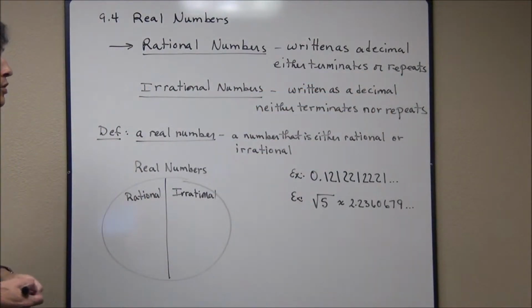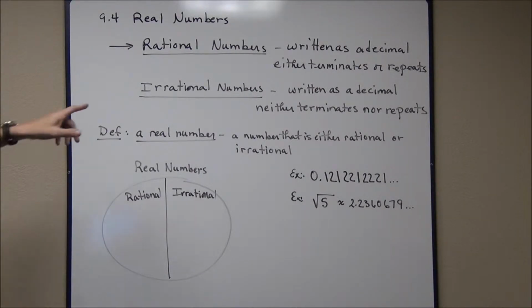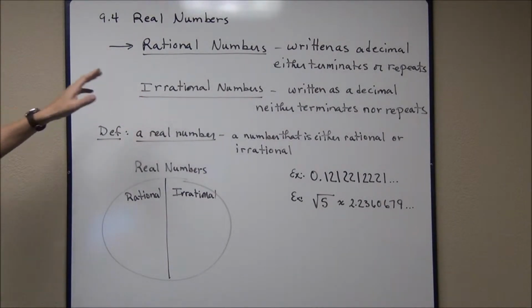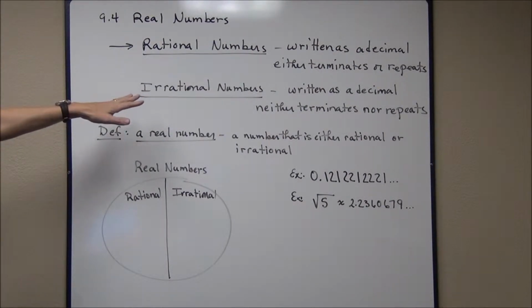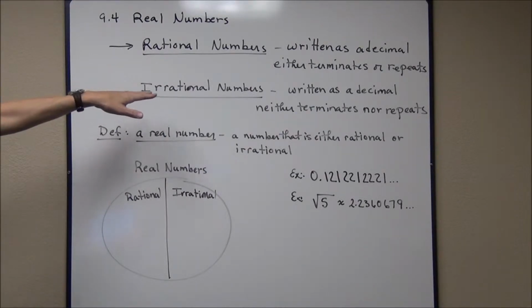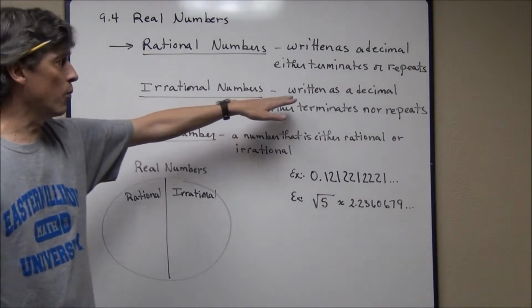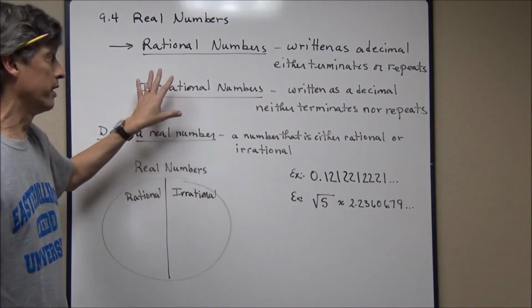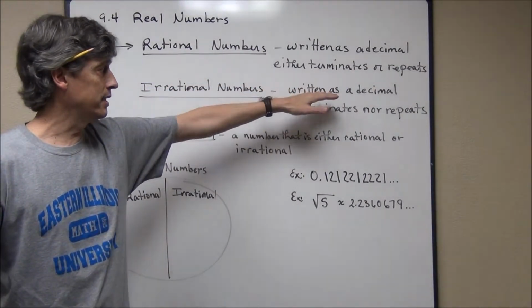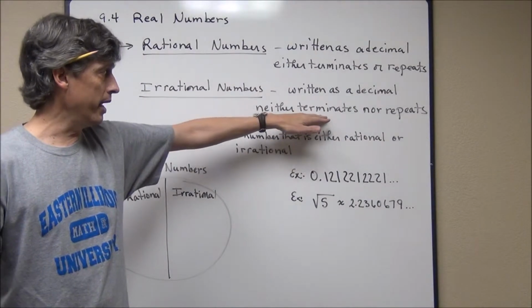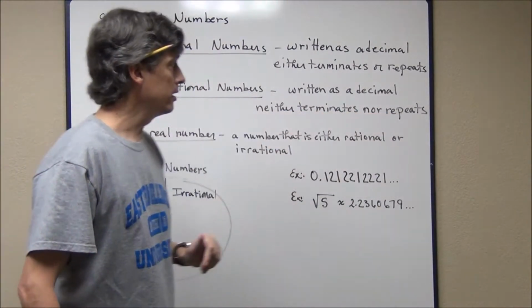like 0.2222222 and so on. Those are rational numbers. We now come across another whole set of numbers called irrational numbers. That's what we've been hitting with some of these square root numbers that we've been working with in this chapter. Irrational numbers are numbers that cannot be written as a fraction. When you write them as a decimal, they neither terminate nor do they repeat.